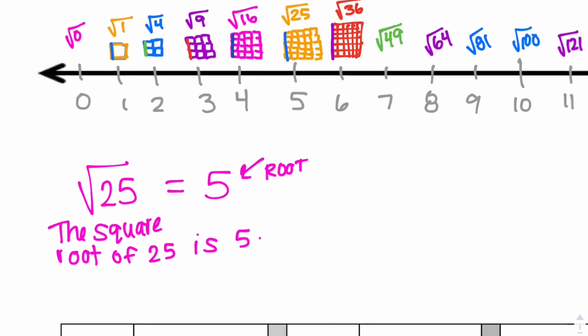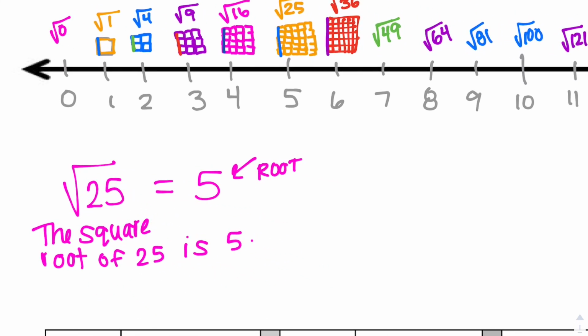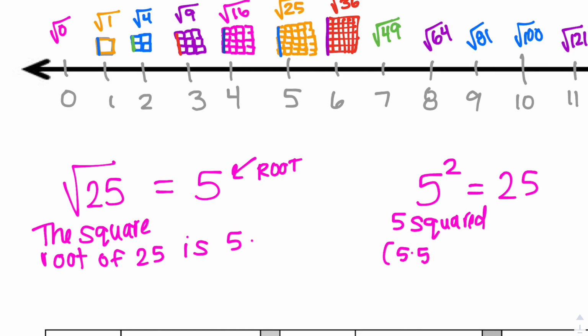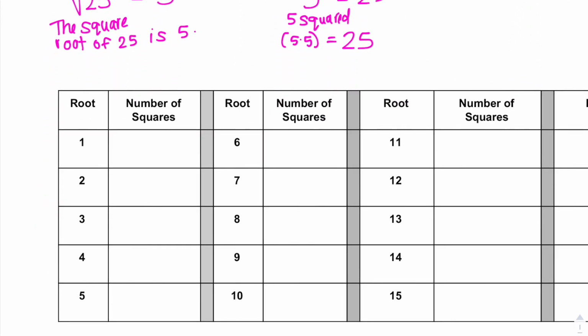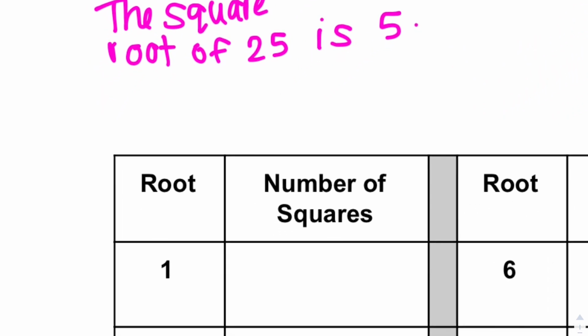Okay, there's something else I want to talk to you about, and it's squaring, so I can go back and forth. So 5 squared equals 25. I'm going to write this as a sentence here. 5 squared, which is really doing 5 times 5, equals 25. Okay, so let's go here. On our chart here, we're actually trying to find the root.